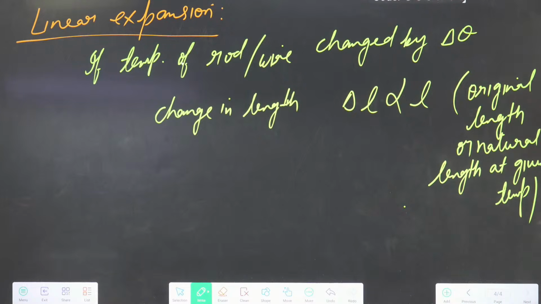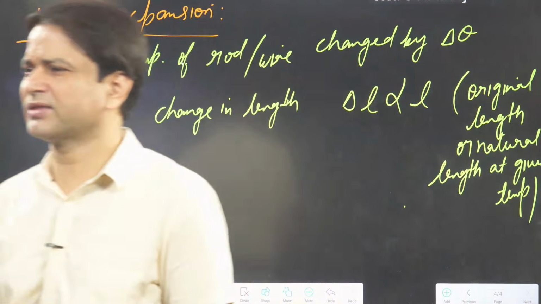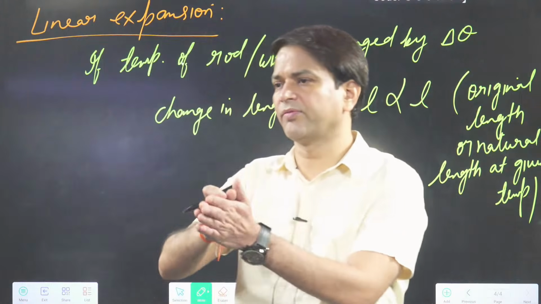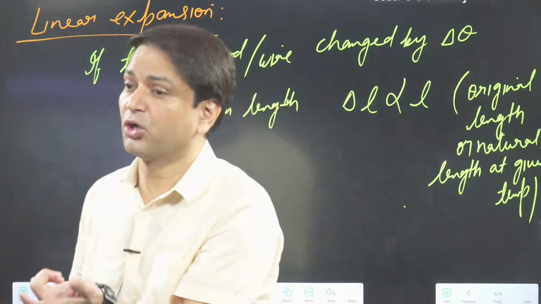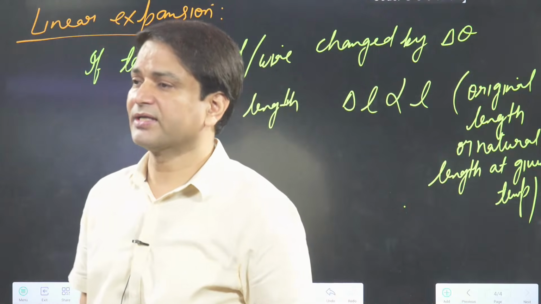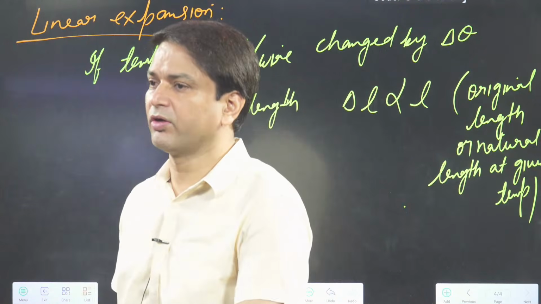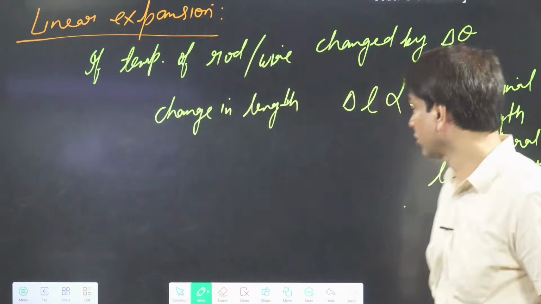Okay, so delta L is directly proportional to L, where L is the natural length at a given temperature. It means if you take more length, you will get more elongation, and if you take a short length, you will get less elongation accordingly. So we can say the elongation or change in length produced in the rod or wire will be directly proportional to its natural length. Everybody got this or not?